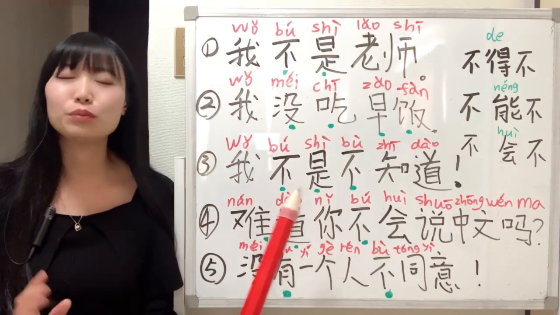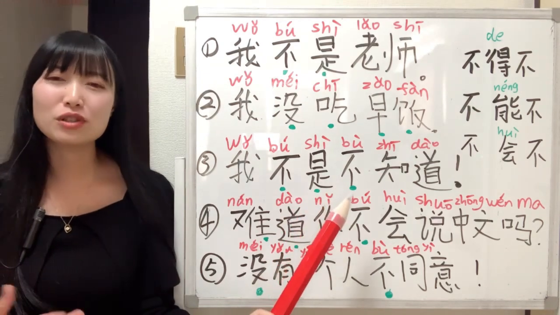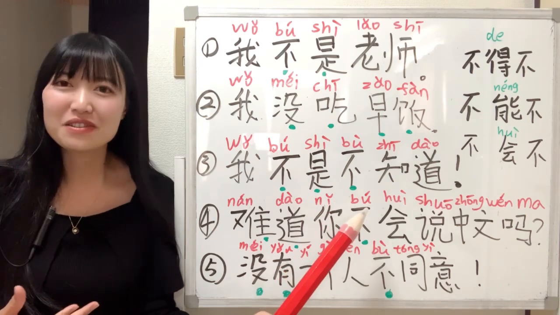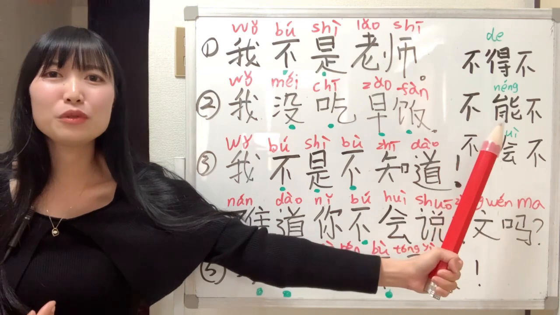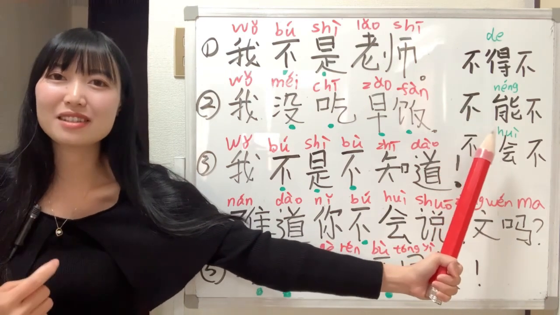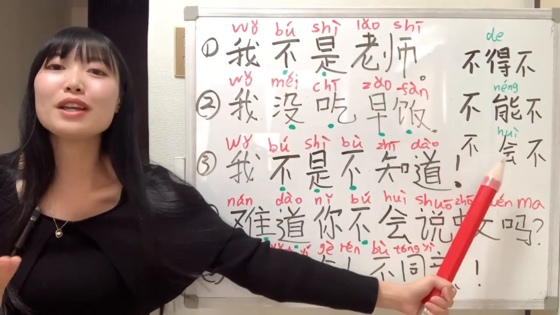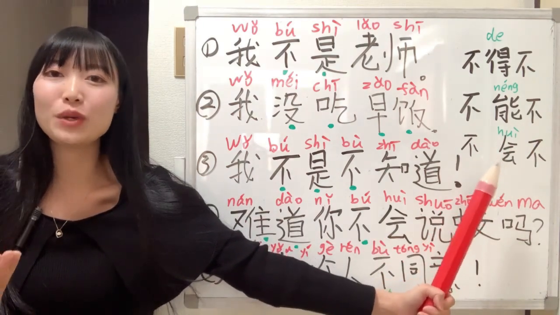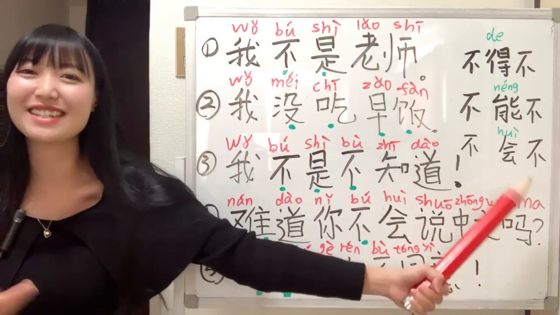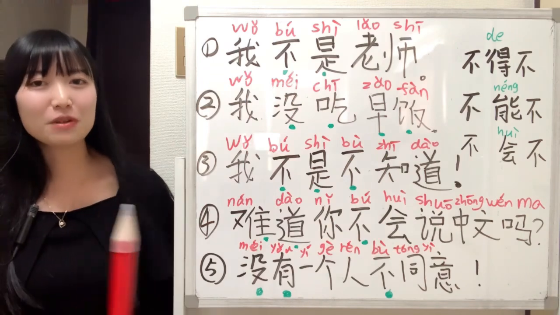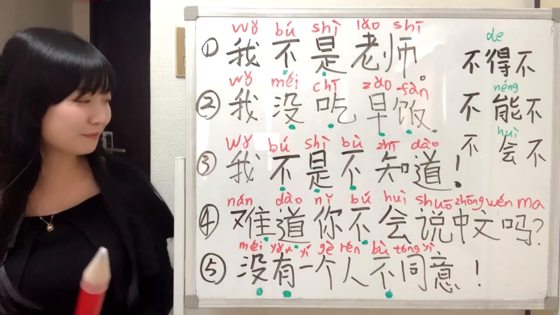Okay, so 不是不 means yes. 我不是不知道, it's not because I don't know. Okay, and 不能不 means have to. 不能不 means cannot but. 不会不 means will not but. 不会 is will not. 不会不 is will not but. So it's yes. Okay, so remember, it's very important. Double negative words. 不 something 不.